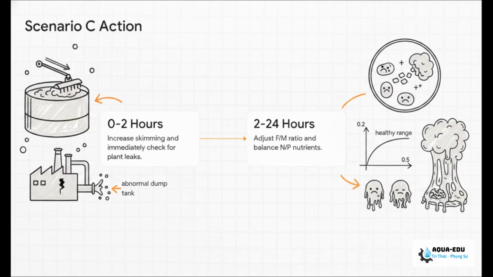Then, you need to correct your food to microorganism ratio, bringing it back to a nice, healthy 0.2 to 0.5 range. Crucially, make sure your nitrogen and phosphorus nutrients are perfectly balanced, because if your bugs get starved of nutrients during a high organic load, they're going to excrete these slimy polysaccharides that trap bubbles and just make the foaming so much worse.